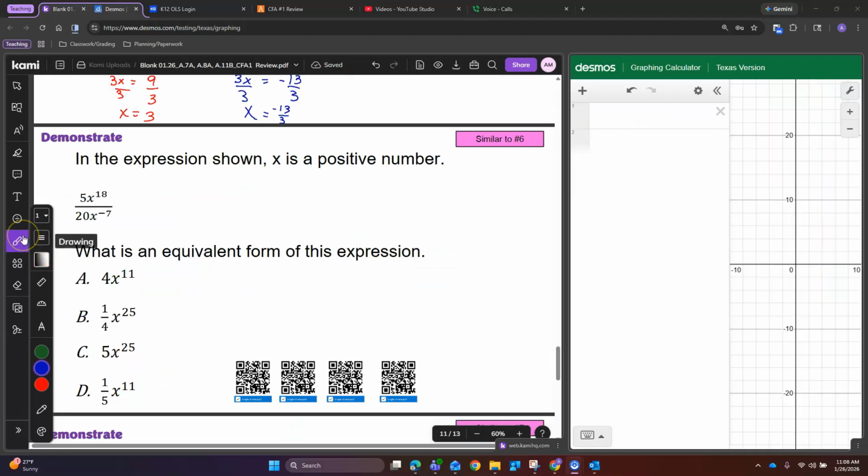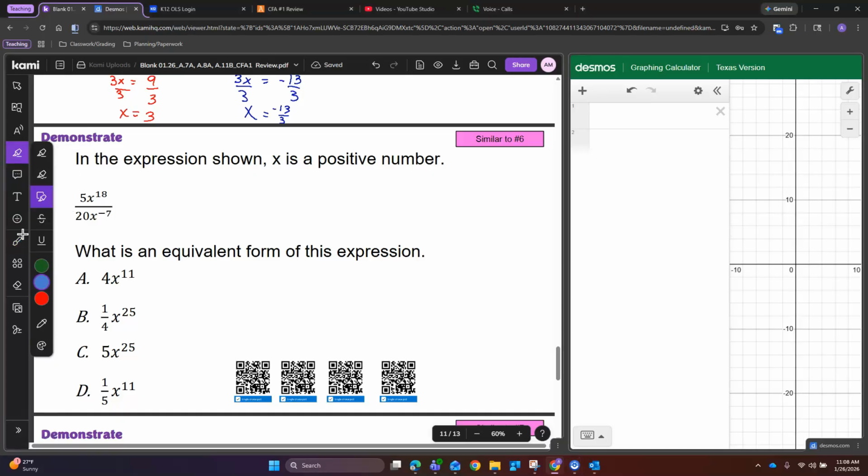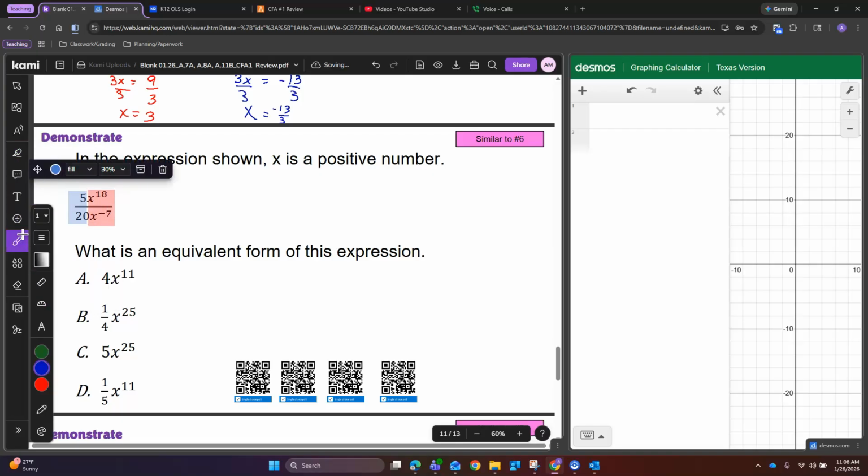Okay, of course, there are multiple strategies for completing this problem. In the expression shown, x is a positive number, and they want to know what the equivalent expression is. So what I would actually do, personally, is do the exponent rules by breaking it down into multiple parts, just like I always do. So I have 5 over 20, and that's 1 over 4. And then I have x to the 18th over x to the negative 7.